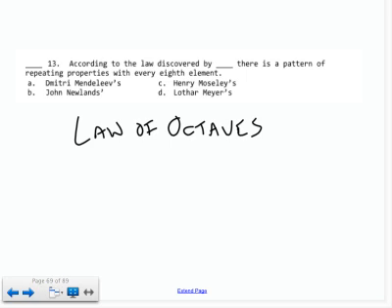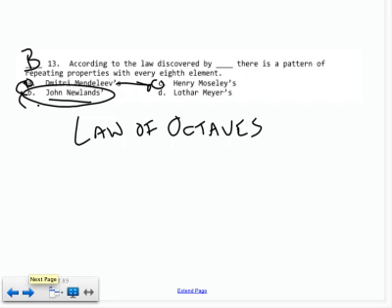And it was discovered by John Newlands, letter B. Dmitri Mendeleev took Newlands' work and built on it to make his periodic table, and Henry Moseley came after Mendeleev. So it went Newlands, Mendeleev, Moseley in that order. Lothar Meyer is not somebody we have talked about.